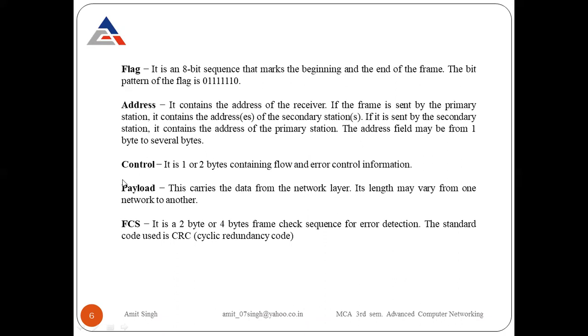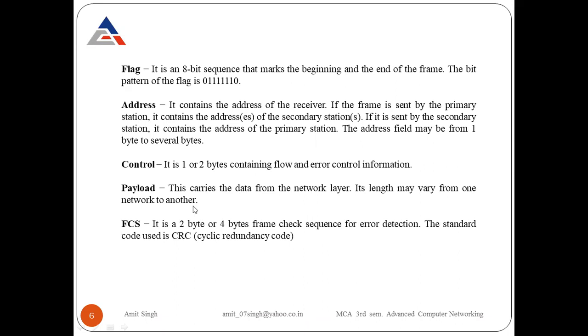Now the third one is the control field. It is one or two bytes containing the flow and error control information. Basically, the size of the control field is either 1 or 2 bytes, and it controls the flow and the error control of your data. The next one is the payload. The payload carries the data from the network layer. Its length may vary from one network to another network.